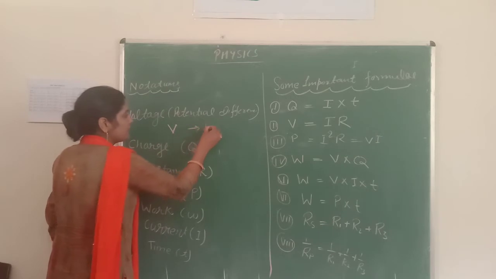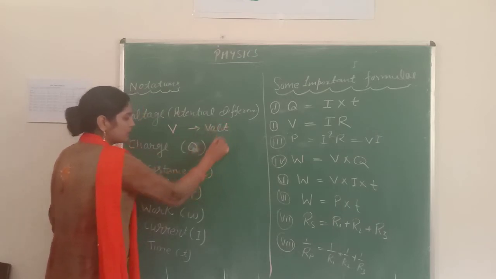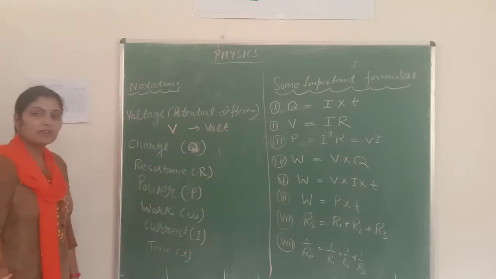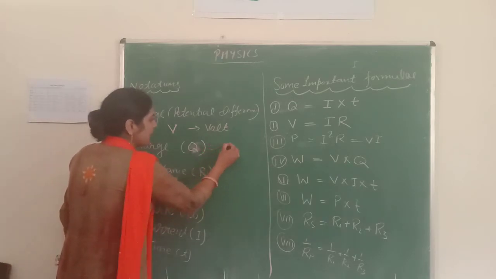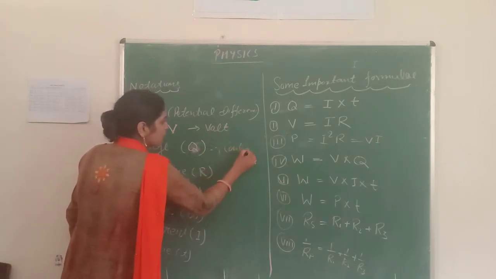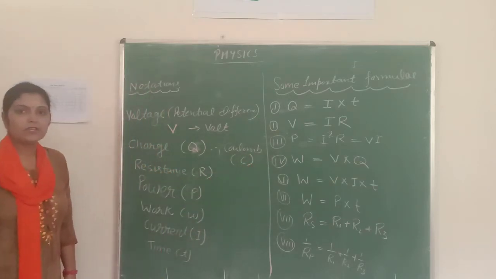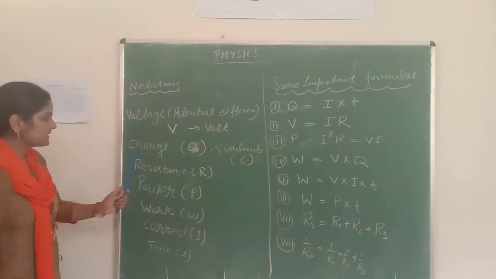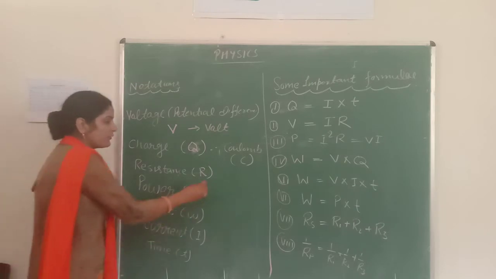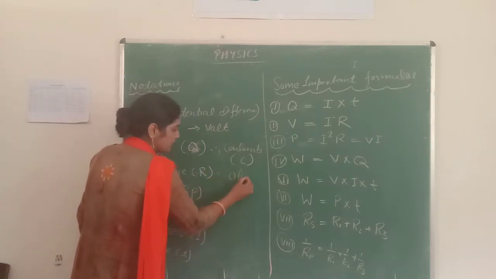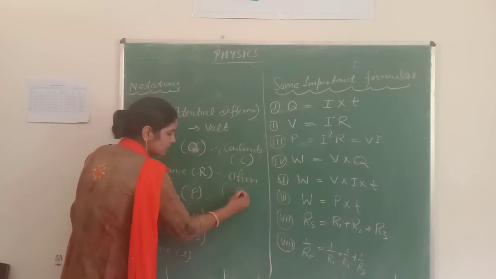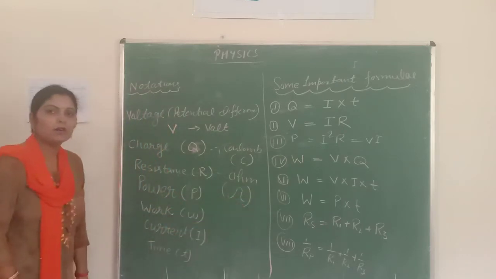Unit of potential difference is volt. Unit of charge. Charge means your property of matter and its unit is coulomb. And students, coulomb is denoted by the letter capital C. Okay. Next is resistance. Unit of resistance is ohm. Pay attention to how to write ohm. This is the symbol of ohm.